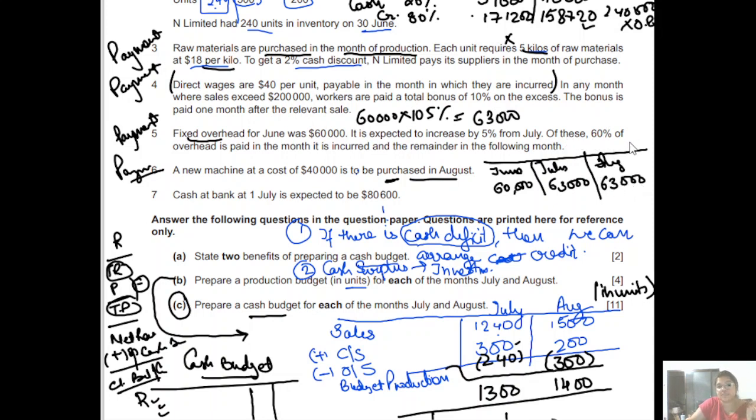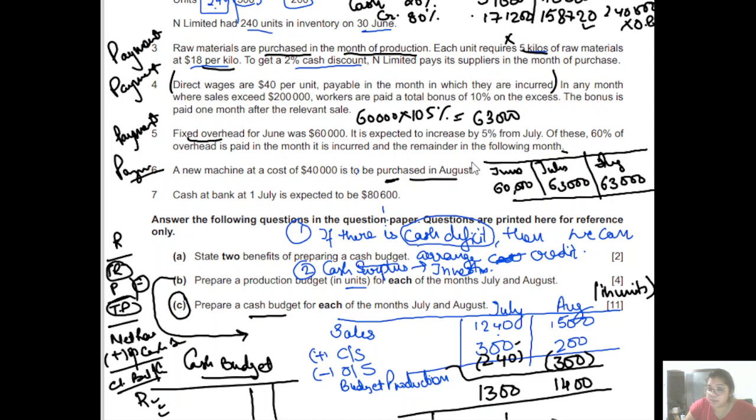Okay, of these, 60% of the overhead. Now we are going to find out the payment side, because actually we are going to prepare the cash budget, and in the cash budget how much we are going to pay, we have to record that. So in this information of the overhead, 60% of the overhead is paid in the month it is incurred. Means in the month of July we paid 60% in that month only, and the remainder in the following month. It means 60% July's.